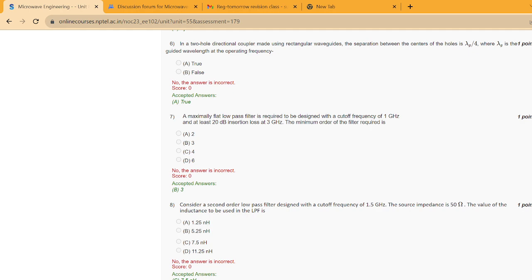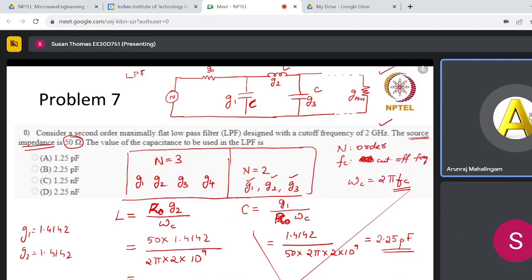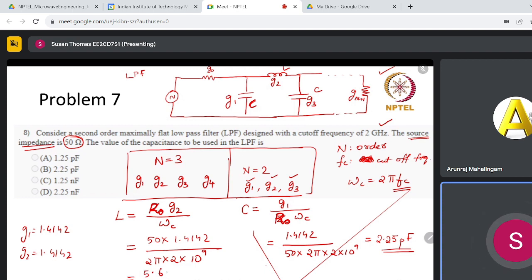Sorry, madam. 5.6 into 10 power minus 9, not giga. 5.6 into 10 power minus 9, madam. Okay, just a minute. So 10 power minus 9 would be nano Henry. Nano Henry. Okay, madam. Yes, your answer is right. It would be 5.626 nano Henry.